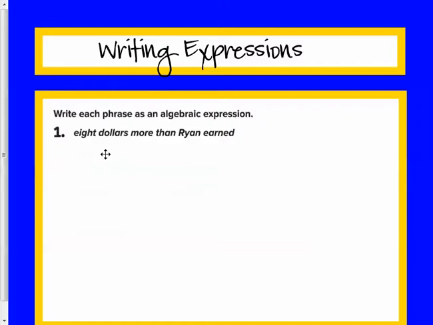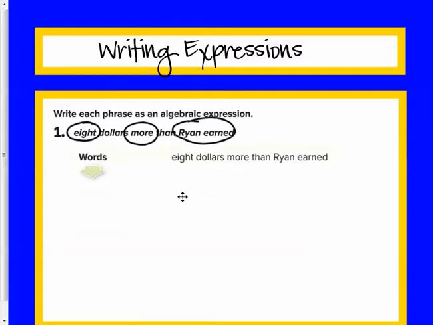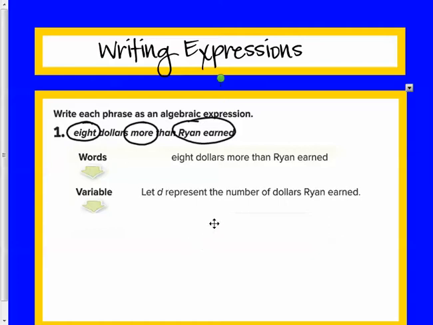$8 more than Ryan earned. So we know we have $8 and more than what Ryan has. Okay, so what does that look like? Well, our words, $8 more than Ryan earned. Then let's let D represent the dollars that Ryan earned, because we don't know how much he had. But we know we're going to have 8 more. So in order to represent that, we say more means addition. So we're going to put a plus sign after the D, and we're going to add 8. So this shows $8 more than what Ryan has.